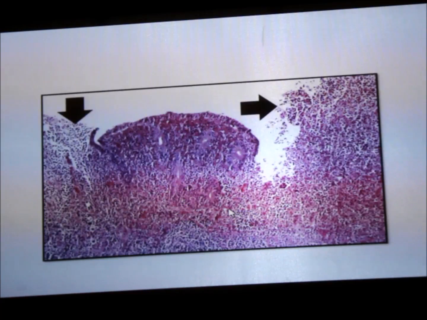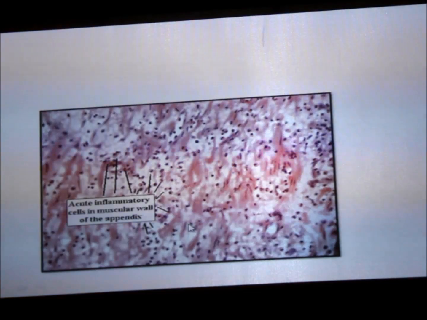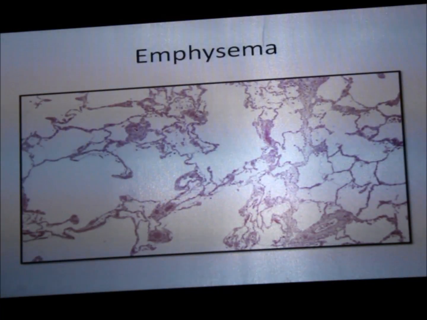Appendix, red in color because of acute inflammation, hyperemic blood, congested blood vessels. This is appendix, acute appendicitis. Inside you see normal mucosa, ulcerated mucosa here, full of inflammation. All these dark blue cells are neutrophils. So acute inflammatory cells in the muscle wall of the appendix.